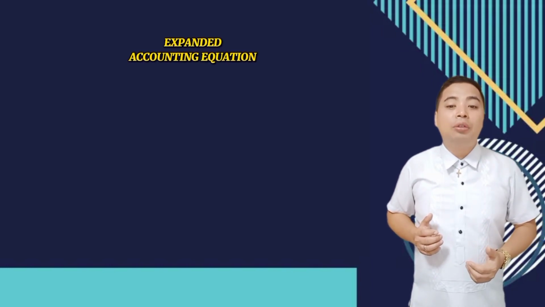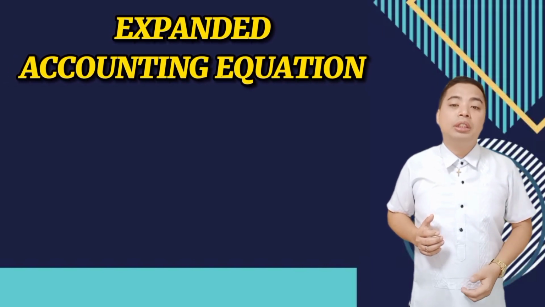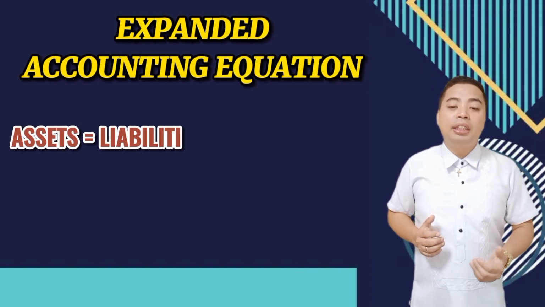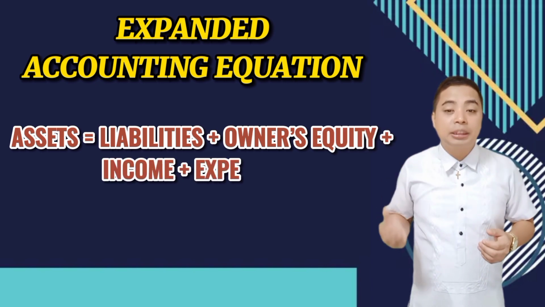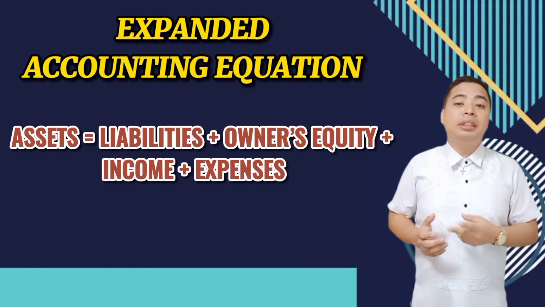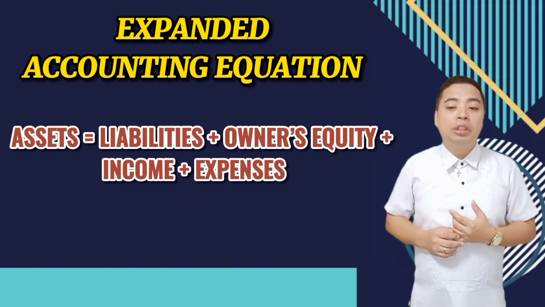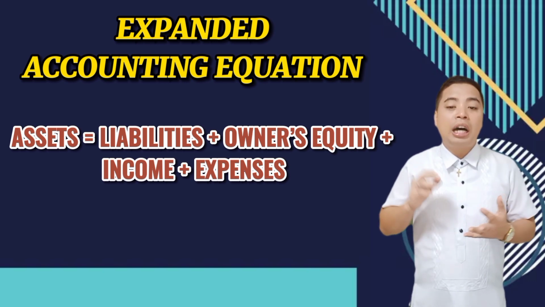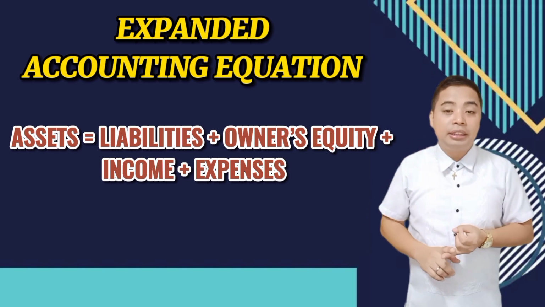If we have the accounting equation, we also have what is called the expanded accounting equation. So this is the formula of the expanded accounting equation. Assets equals liabilities plus owner's equity plus income plus expense. As you can see, there are two major accounts that are being added to our expanded accounting equation. So what are those accounts? Those are income and expenses.